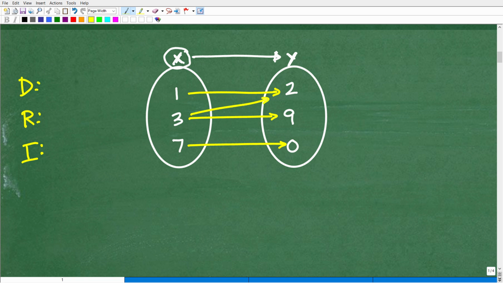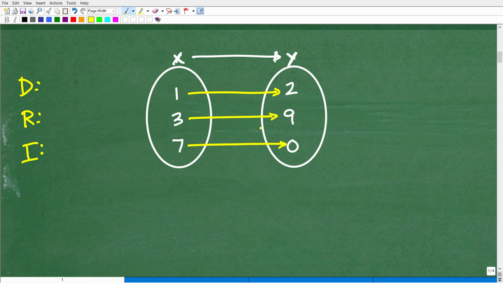All right, here was our question. Does this represent a function? So you would look here like, okay, 1 is going to 2 and only 2. 3 is going to 2 and 3 is also going to 9. So no, this is not a function. This would be a relation, and that would be that. So that's how you would answer that type of question.